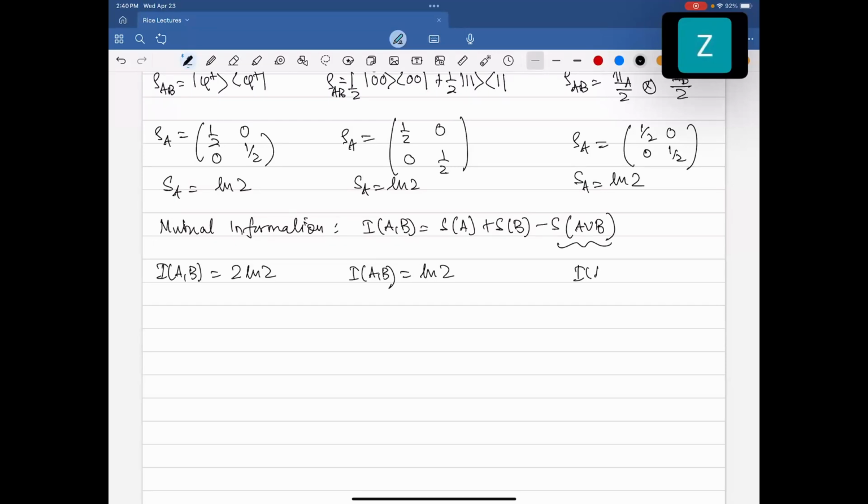And what about the last one? It is 0. Because now the entropy of the total system is going to be, I'm sorry, you don't see this, right? This Z is blocking everything. It's okay. So you see S_{A union B} will now be 2 log 2 because it's a maximally mixed state. So log 4 is 2 log 2. And so you see the mutual information is actually 0 in the last case.